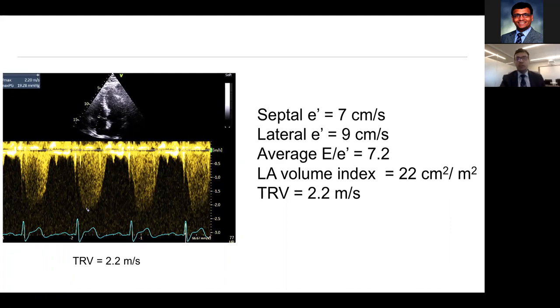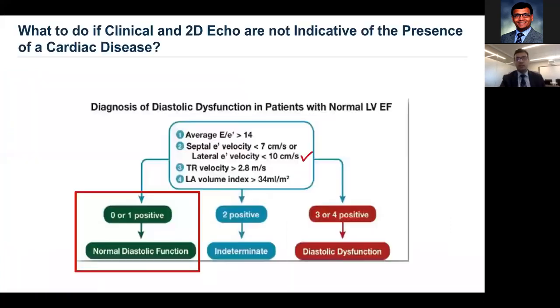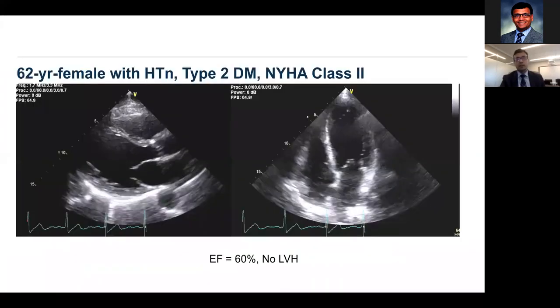So you can see here, in this particular situation, you have only one abnormality, and that is the lateral E prime velocity is reduced. So this will be a patient whom you will call normal diastolic function.